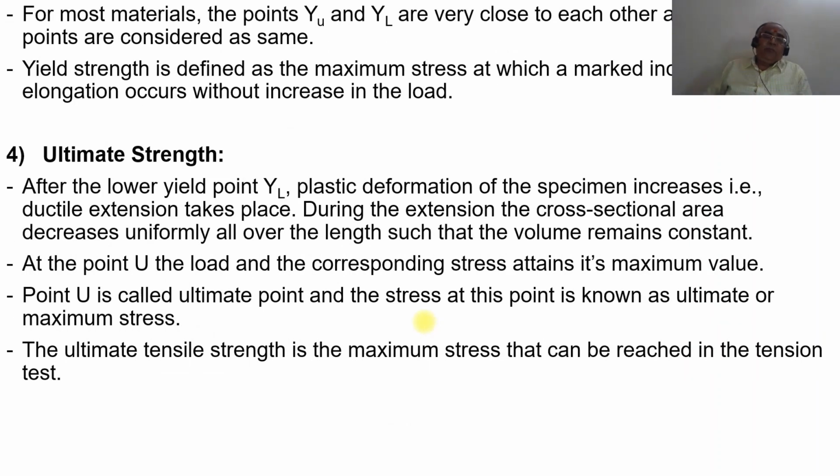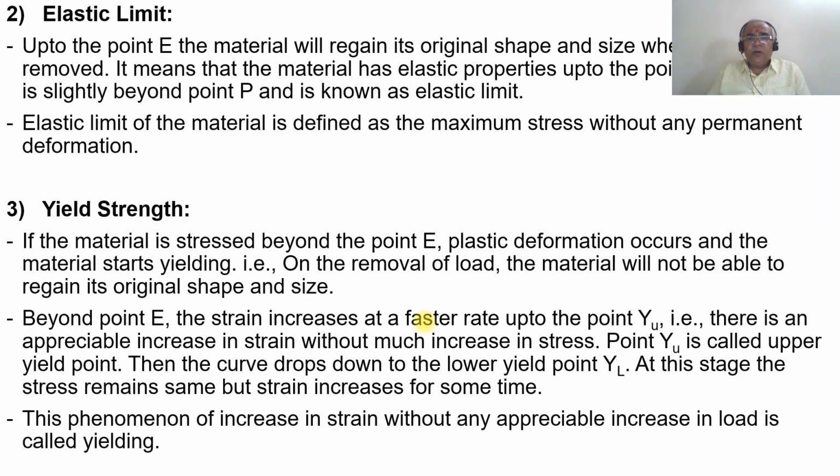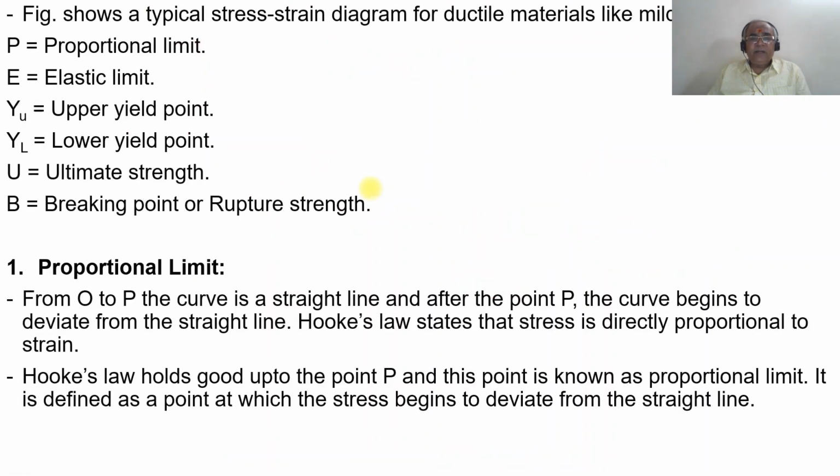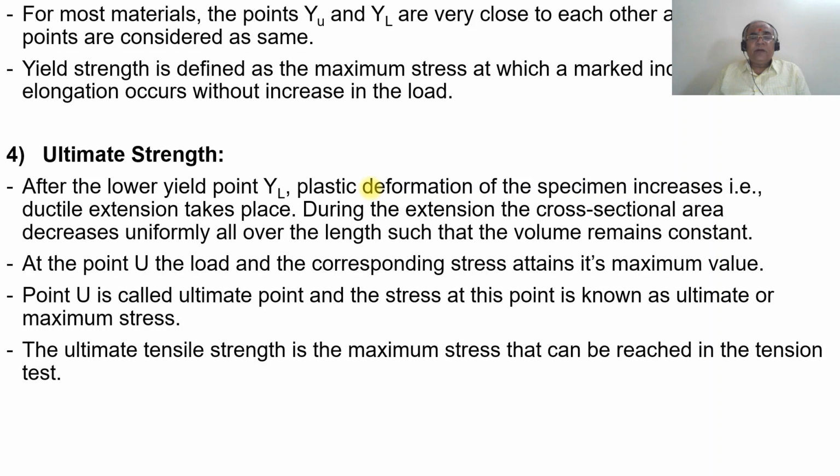For most materials, the points YU and YL are very close to each other. So what he is talking about is this YU and YL, which are very close here in this figure, which we have exaggerated. It becomes very difficult to identify which is YU and which is YL. Yield strength is defined as the maximum stress at which a marked increase in elongation occurs without increase in load.